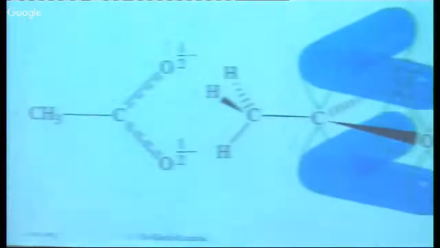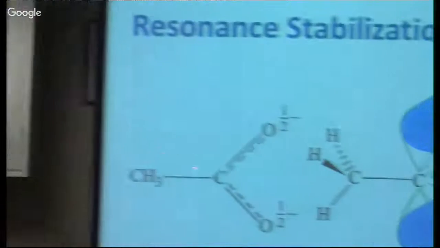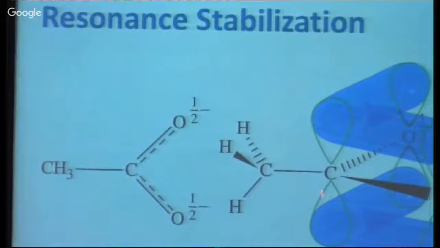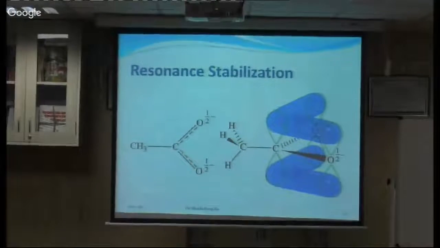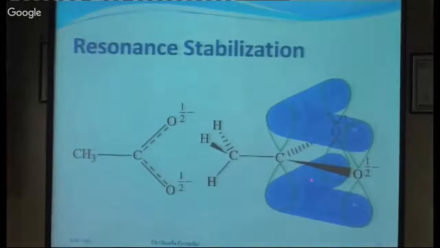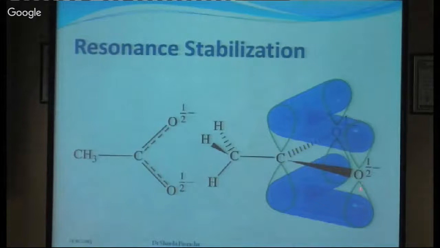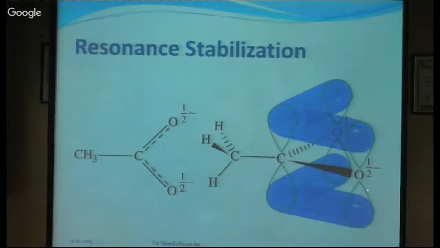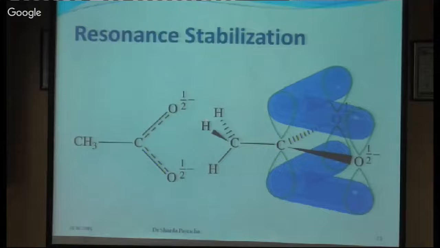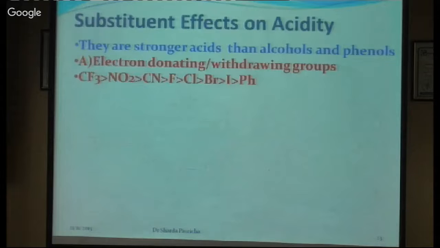So let us see the next structure. That's the orbital picture, where the 2p orbital on carbon, this here, will partly overlap with the orbital on this oxygen, and also partly overlaps with the oxygen on this atom, giving it a half negative charge on each of the oxygen atoms. Next, we will discuss the effect of substituents.